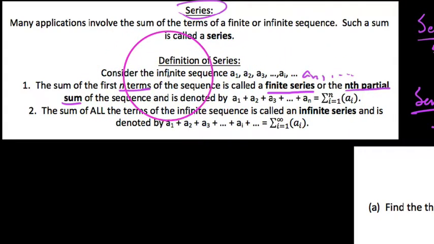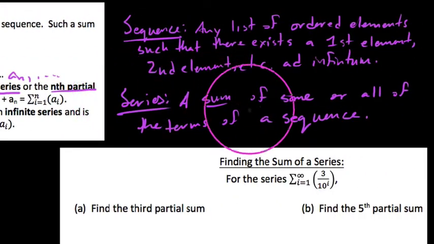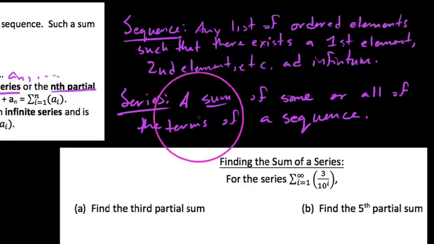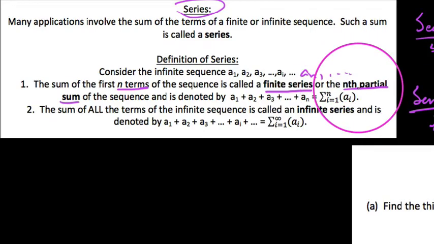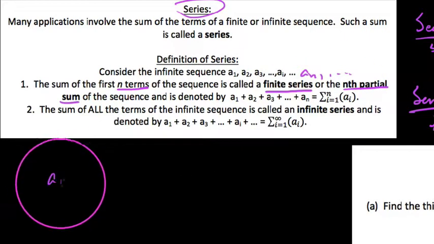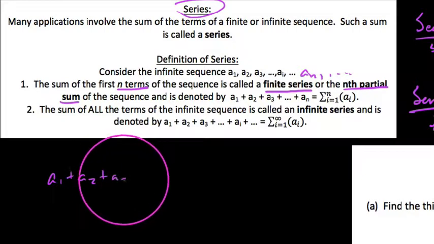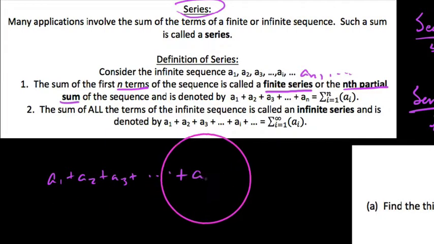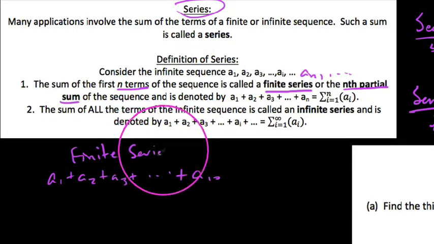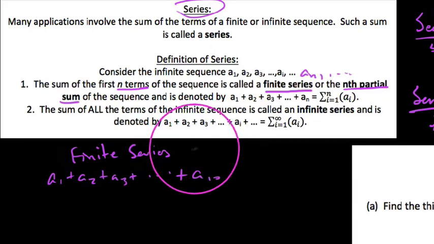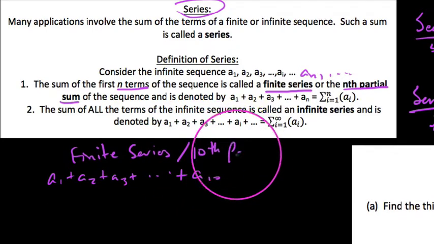If you add up the first n terms, so let's say n is 10, the sum of the first 10 terms, we would say that it's a finite series because it is a sum of the terms of a sequence, but only a certain amount of them, like the first 10 of them. So if I wanted to find A1 plus A2 plus A3 plus, and so on, plus A10, we would call this a finite series, and we would call this the 10th partial sum.